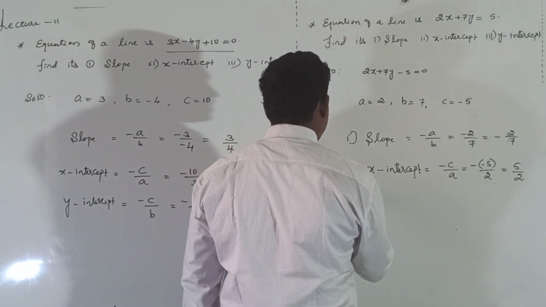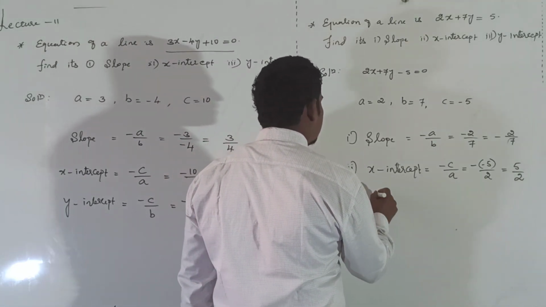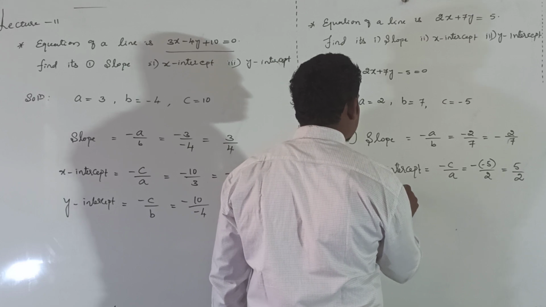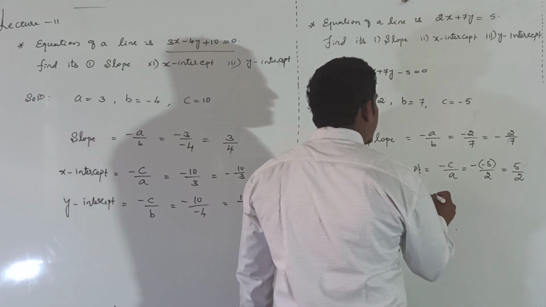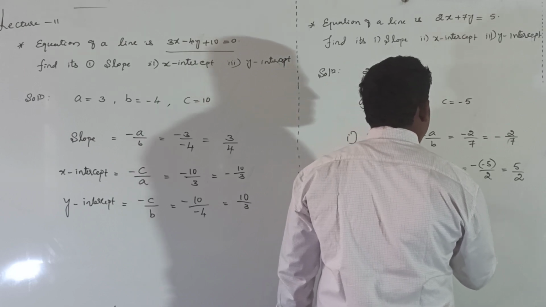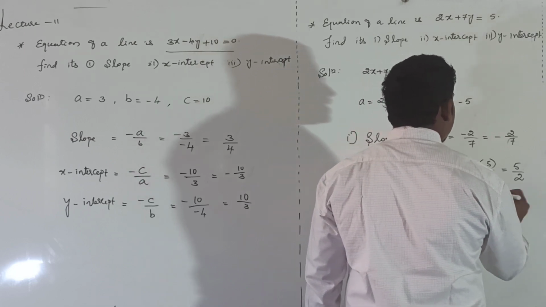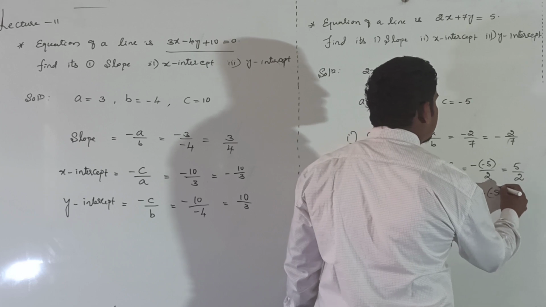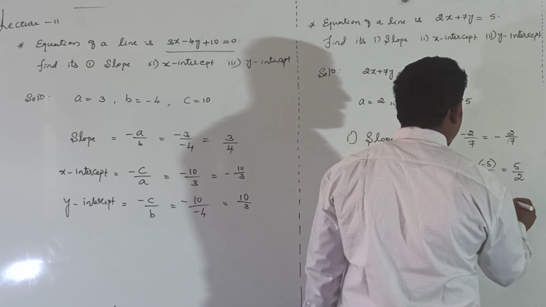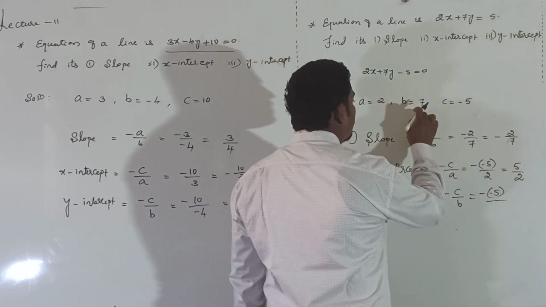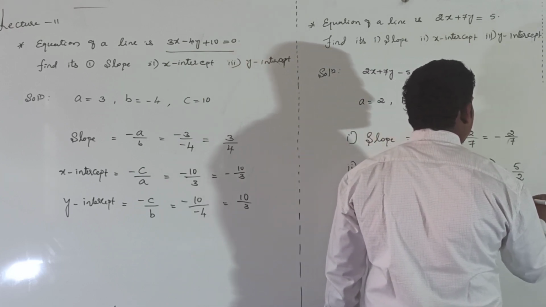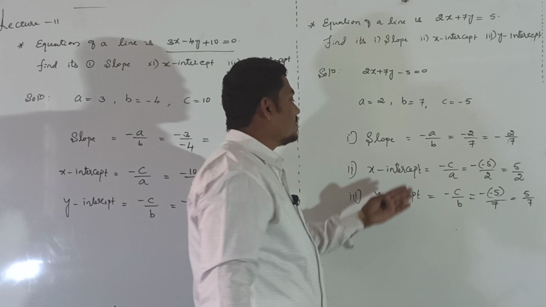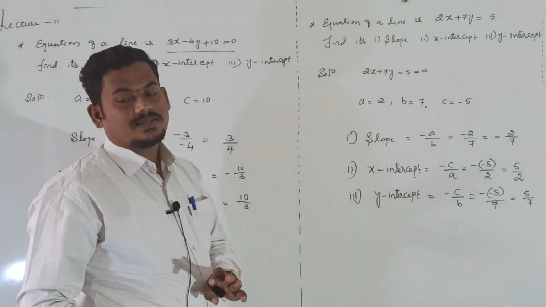Similarly, write the y-intercept of the line. Y-intercept formula: minus c divided by b. Negative sign as it is, replace c value. In this case c is minus 5, divided by b value. What is b? b is 7, right? That's equal to 5 by 7. Slope, x-intercept, y-intercept, right?